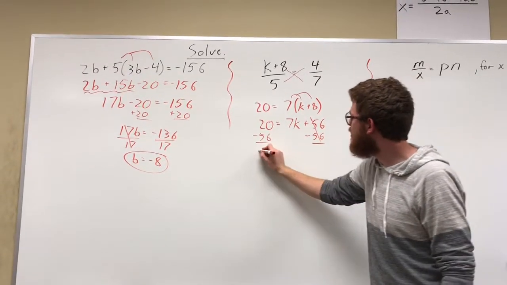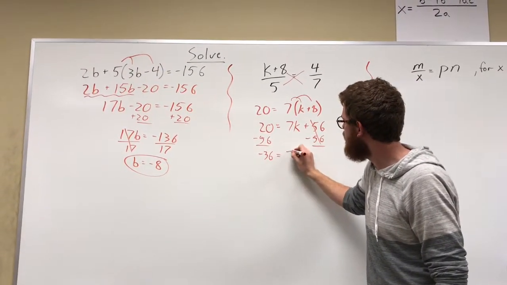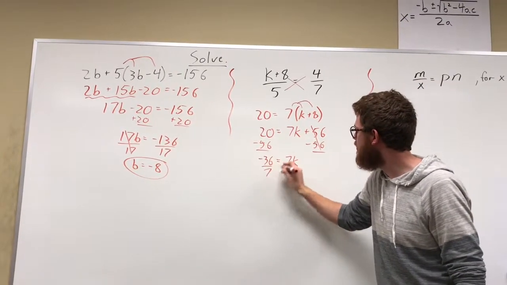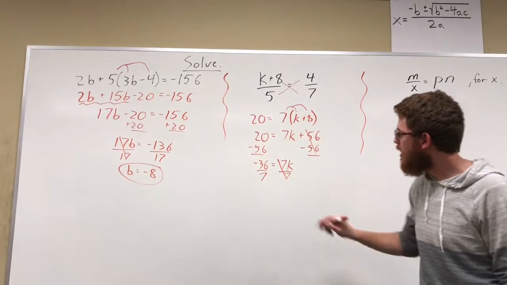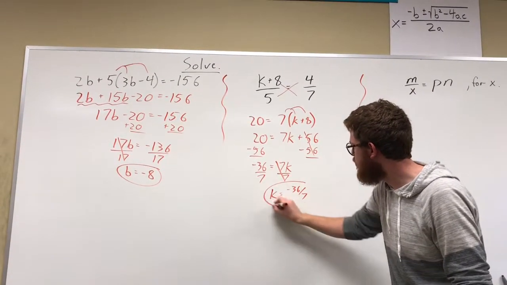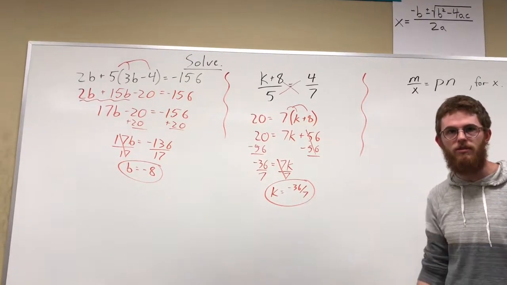I can now subtract 56 from both sides. 20 minus 56 gives me a negative 36. And then I can divide both sides by 7. So k comes out to equal a negative 36 over 7. We can't reduce that fraction, so we just leave it the way it is.